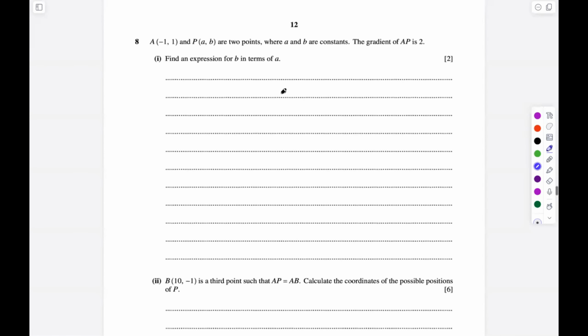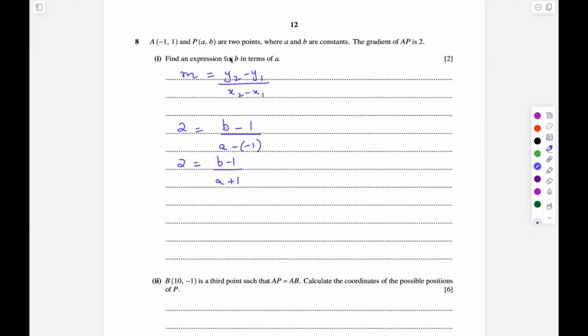In question number 8, point A is (-1, 1) and P is (a, b). A and P are 2 points. The gradient of AP is 2. We have to find an expression for b in terms of a. Now we know that the formula for gradient is y2 minus y1 upon x2 minus x1. So as the gradient is 2, we can write this as b minus 1, which is y2 minus y1, divided by x2, which is a minus minus 1. So this will become a plus 1. We can write it as 2 is equal to b minus 1 upon a plus 1.